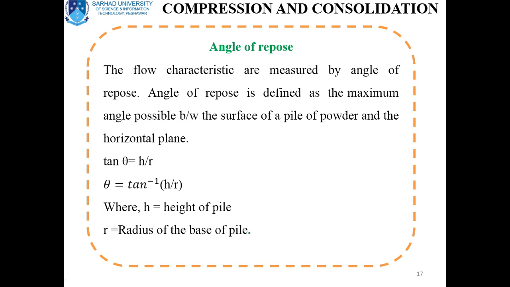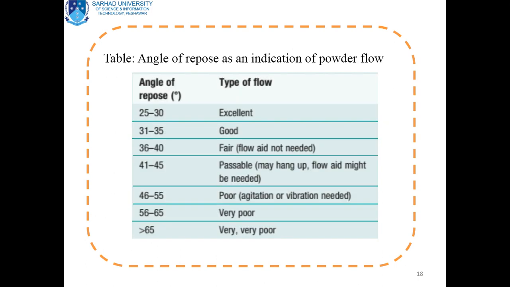There are different techniques or methods used for the determination of the angle of repose. One of them is the fixed funnel method, which is widely used for determining the flow properties of the powder. Other methods include the tilting method and the revolving cylinder method. Angle of repose is an indication of powder flow.